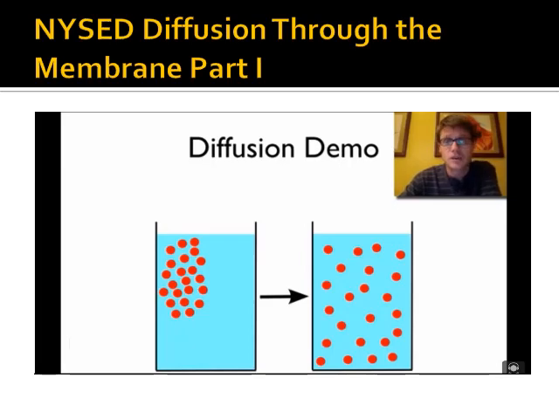Diffusion demo of the Lab 1 diffusion and osmosis lab. And so first of all, to review, what is diffusion? Diffusion, remember, is the movement of molecules from an area of high concentration to low concentration. It's just due to molecular motion.